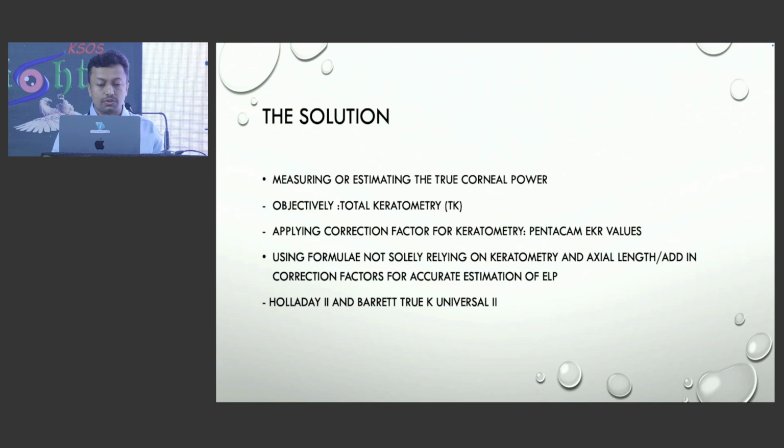So there are two ways to approach. One is measuring or estimating the true corneal power, that is objectively a total keratometry, and applying a correction factor for keratometry, like the Pentacam EKR values. This total keratometry can be done in the newer generation machines like the IOL Master 700. The other method is using formulas not solely relying on keratometry and axial length, or you can add corrective factors for accurate estimation of the effective lens position, like the formulas Holladay 2 and the Barrett True K Universal 2.